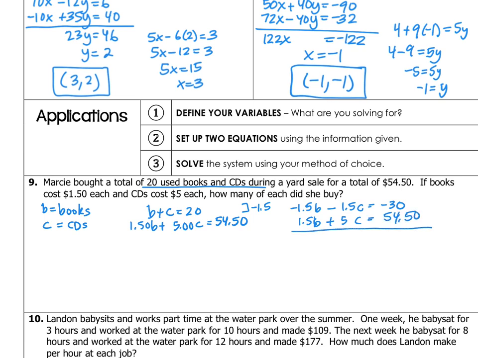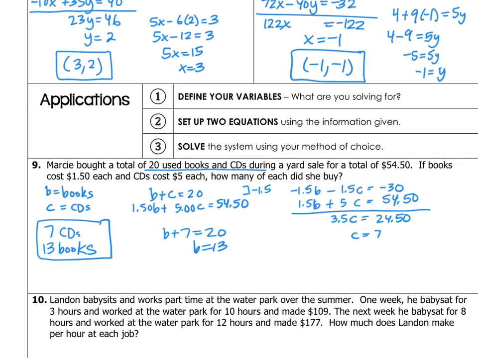Yeah, you're definitely going to want your calculator for this one. So the b's cancel. So this leaves me 3.5c equals 2450. And if I divide by 3.5, I get 7. So that means there are 7 CDs. And b plus 7 is 20, so b is 13, so it's 13 books that she bought.